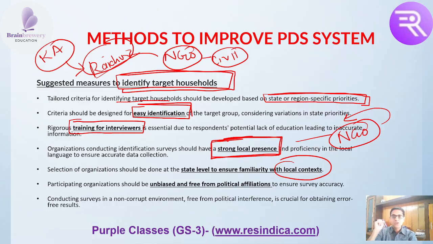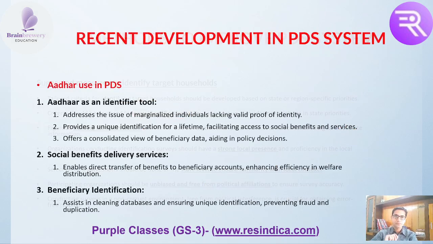And in this whole process, we have to make things free from any political affiliation. It should be clear cut work that has to be done, and there should be no political interference in order to get proper results, if we really want to identify the target households.